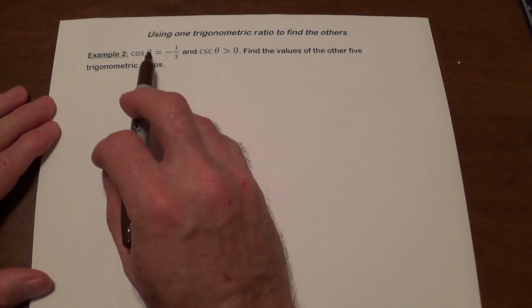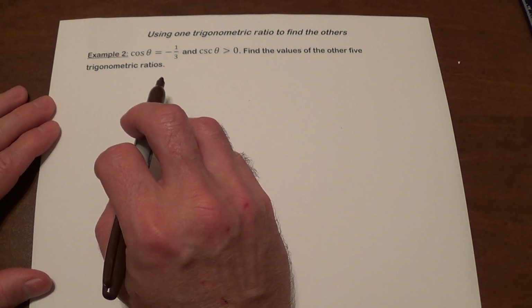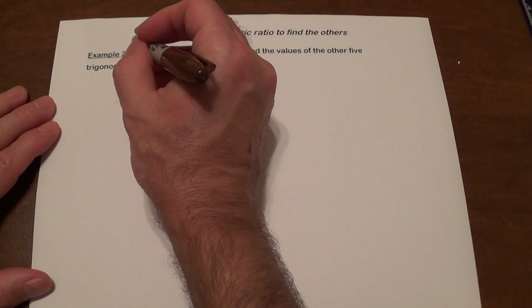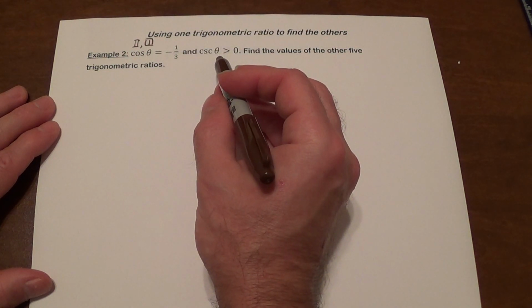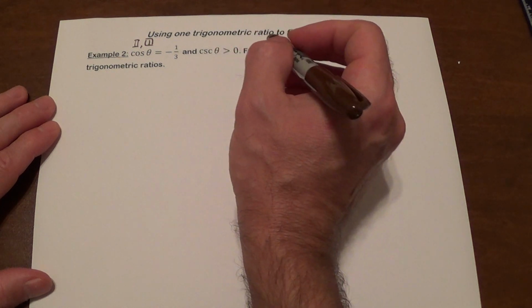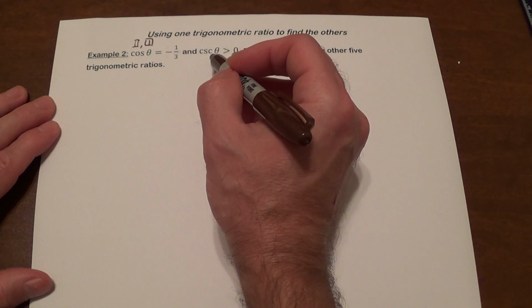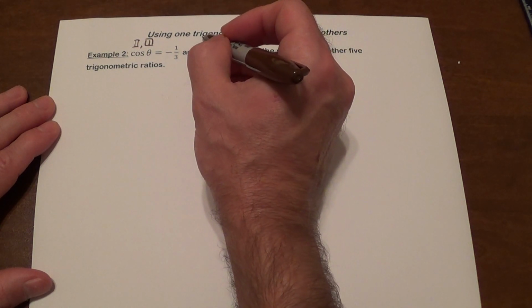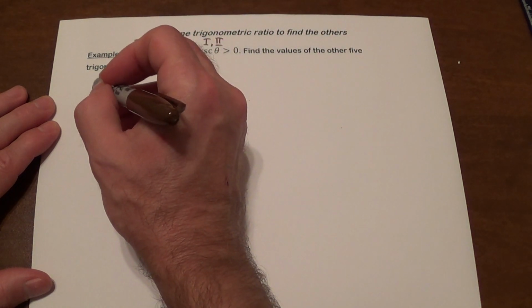So here we have cosine theta being negative 1/3. Where is cosine going to be negative? Cosine is associated with the x-coordinate, so these are quadrants 2 or 3. Cosecant is positive, so if cosecant is positive, that means, cosecant is associated with the sine, which is the y-coordinate, so that would be quadrants 1 or 2, correct? And that means we are going to be in quadrant 2.